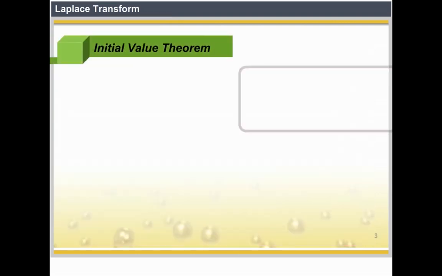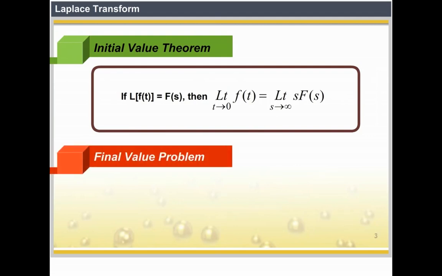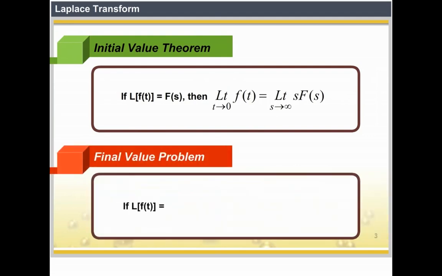Initial value theorem. If L{f(t)} = F(s), then the limit as t tends to 0 of f(t) equals the limit as s tends to infinity of s F(s). Final value theorem. If L{f(t)} = F(s), then the limit as t tends to infinity of f(t) equals the limit as s tends to 0 of s F(s).